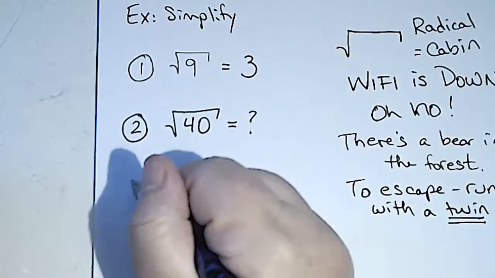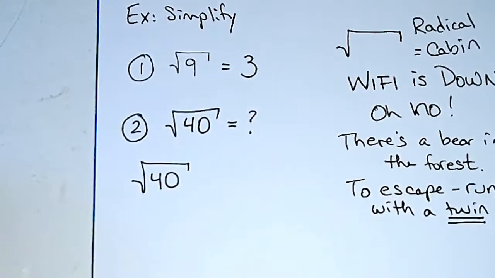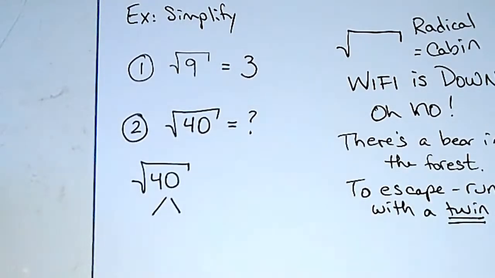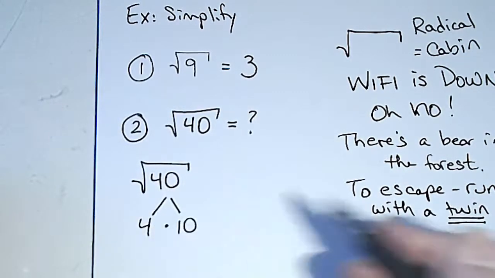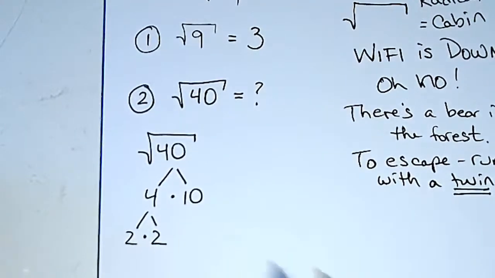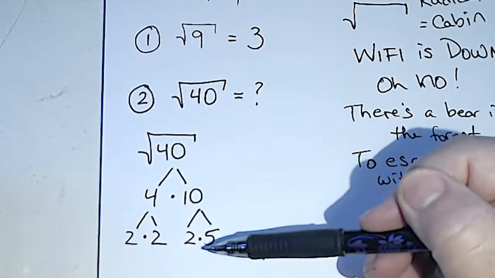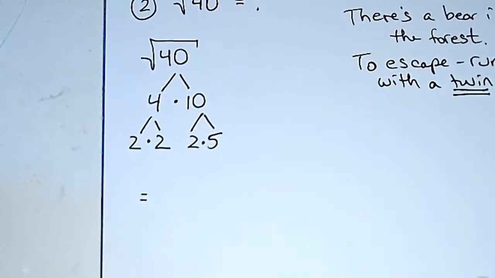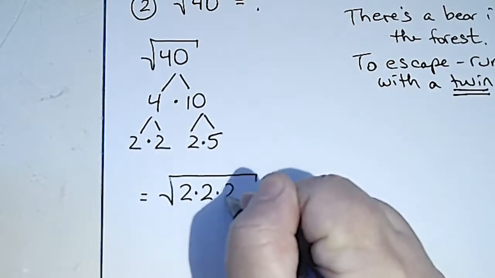Okay, so what does that mean for our problem over here? Well, for our problem over here, we've got radical 40, and the first thing is I've got to figure out what actually is going on. Who's in the cabin? So first thing is I'm going to break this down. 40 is equal to 4 times 10. 4 is 2 times 2. 10 is 2 times 5. So I used a factor tree to figure out who's actually in the radical. So inside that square root, I've got a 2 and a 2 and a 2 and a 5.